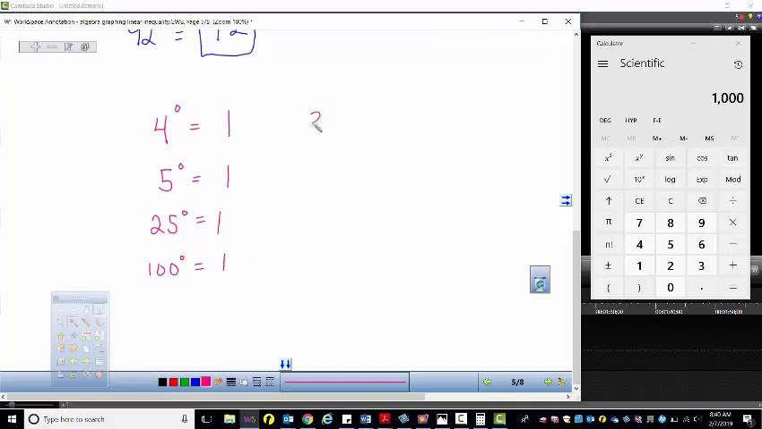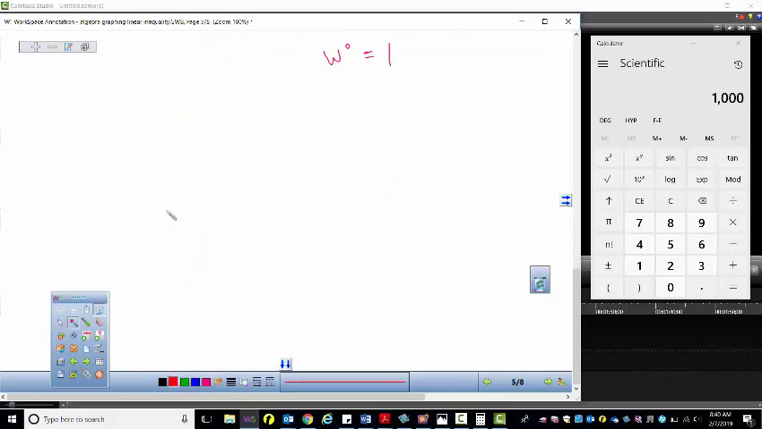If I have 32 to the 0, it equals 1. 1 to the 0 equals 1. 2 to the 0 equals 1. X to the 0 equals 1. W to the 0 equals 1. Y to the 0 equals 1. So anytime you have a 0 power or a 0 exponent, it's going to equal 1.